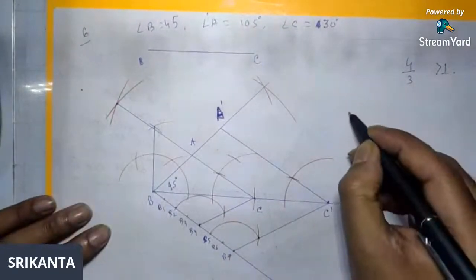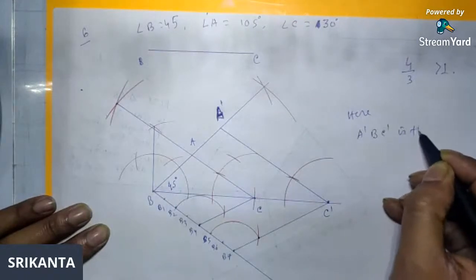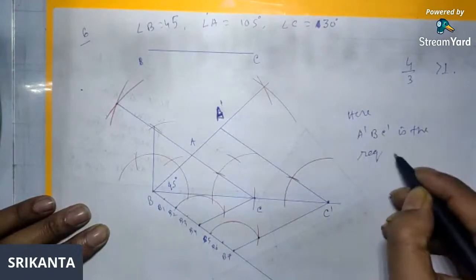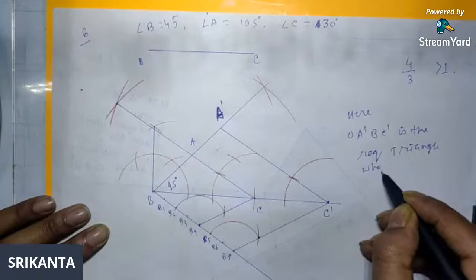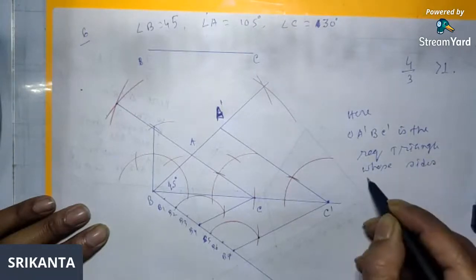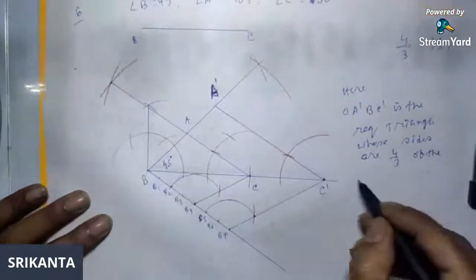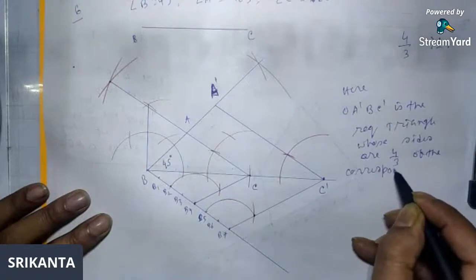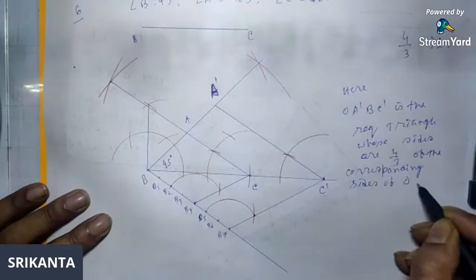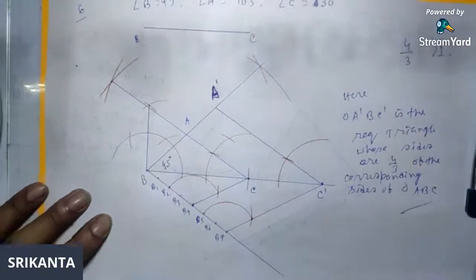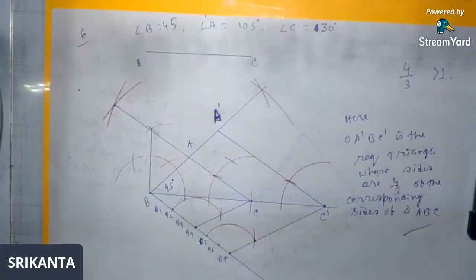So we write here A dash, B, C dash is the required triangle whose sides are 4/3 of the corresponding sides of triangle ABC. This concludes our sum. This is our total sum.